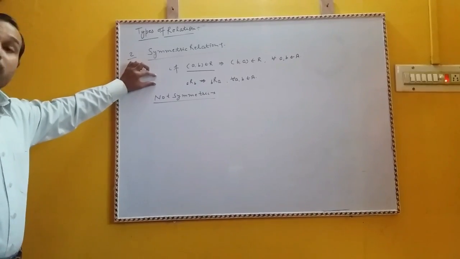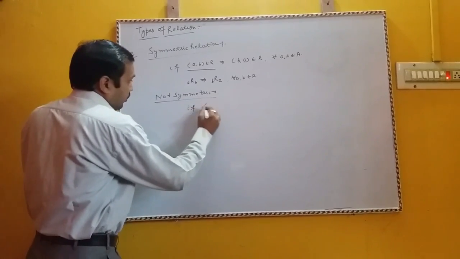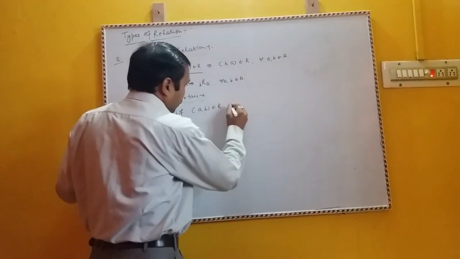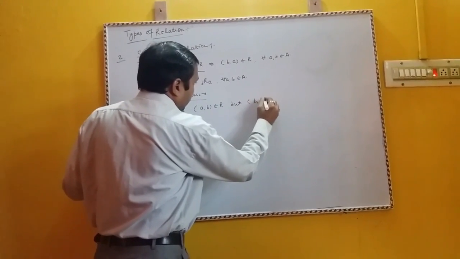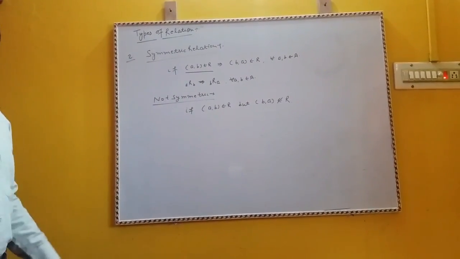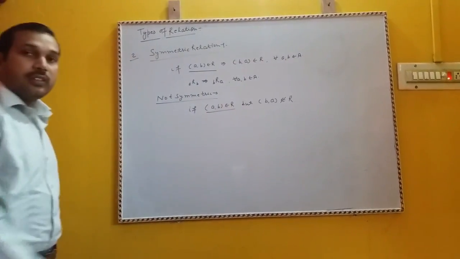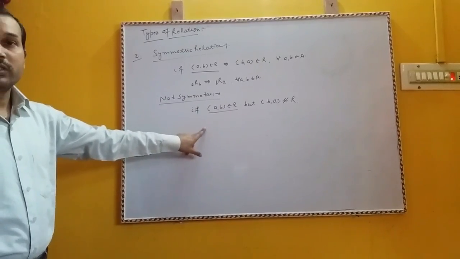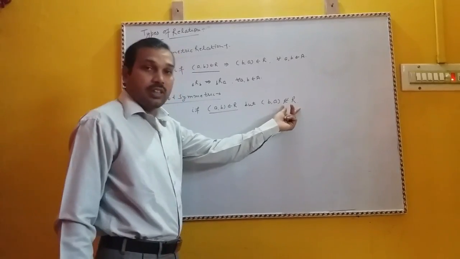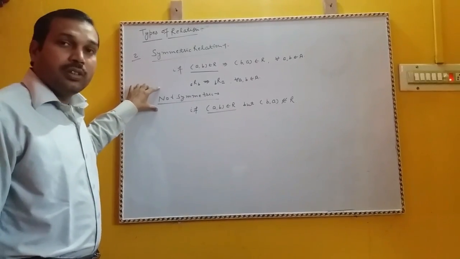A relation R is said to be not symmetric if (A, B) belongs to R, but (B, A) does not belong to R. Here the important thing is that a pair (A, B) must exist in relation R, but (B, A) must not exist in R. If the situation is like this, then the relation is not symmetric.